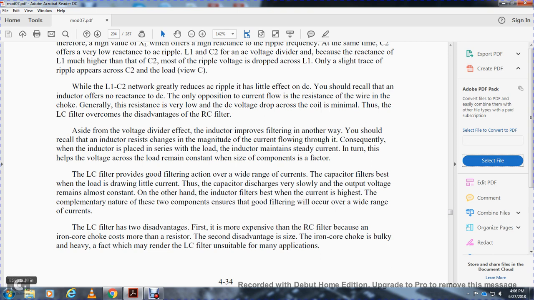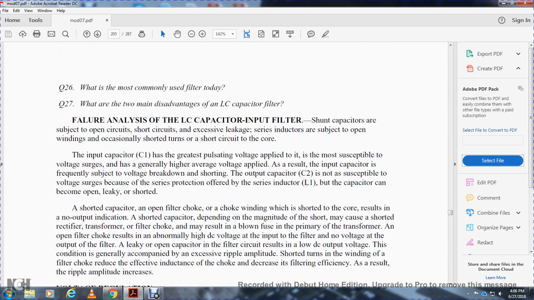Now, the LC filter has two disadvantages. First, it is more expensive than the RC filter, because an iron choke costs more than a resistor. The second disadvantage is that the iron choke is bulky and heavy. In fact, this may render the LC filter unsuitable for many applications.